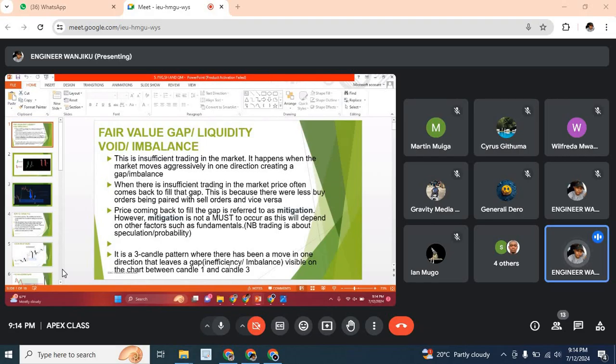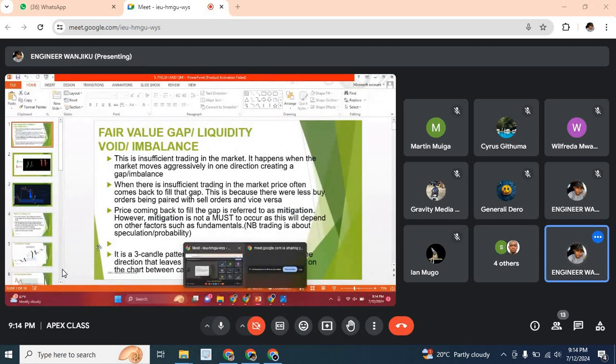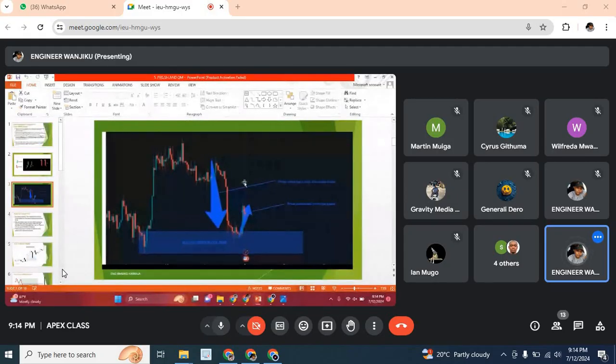Before I even cover the fair value gap, I remember yesterday, if I navigate to that image, let me see if I have it. It was an exact image of this. And I remember saying that every time a market leaves an imbalance, the market must come back to fill those imbalances. So this imbalance from the last class picture indicates an imbalance. The correct term for this imbalance is what we are now going to cover as the fair value gap.